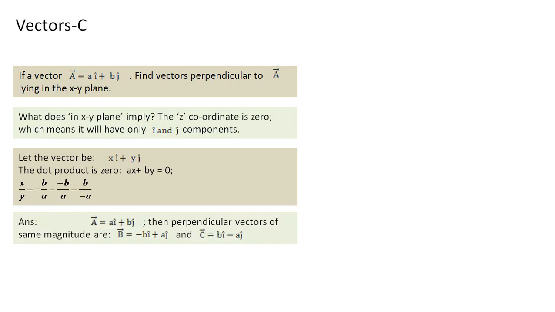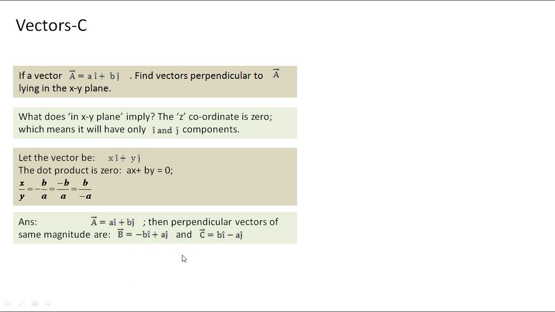So what should be the answer? The answer is then perpendicular vectors of the same magnitude: if I take this minus sign here, that vector can be written as minus b i cap plus a j cap, or it can be the second one, b i cap minus a j cap. And if you notice, what are these B and C vectors? C vector is nothing but minus B vector, which makes sense.